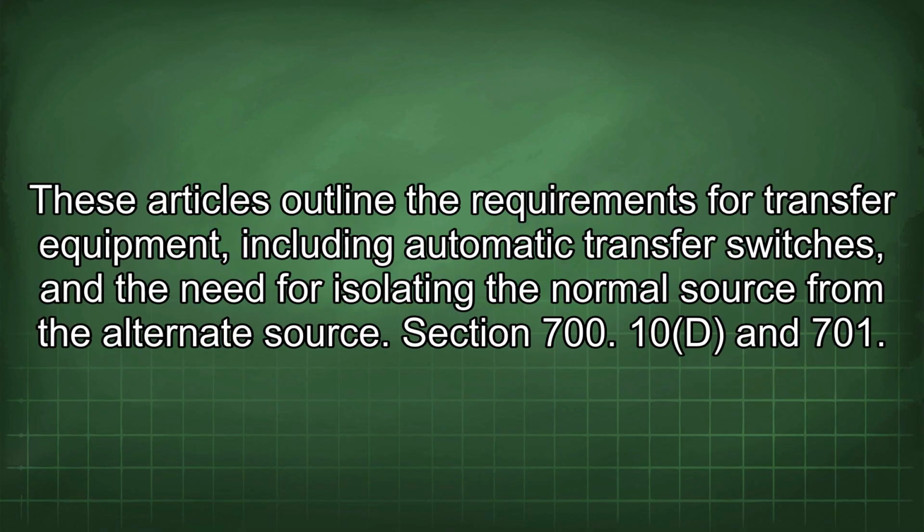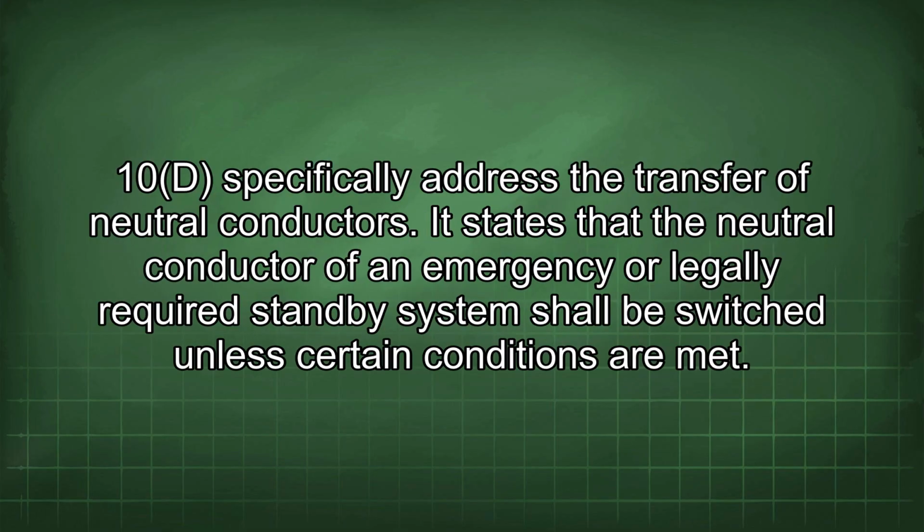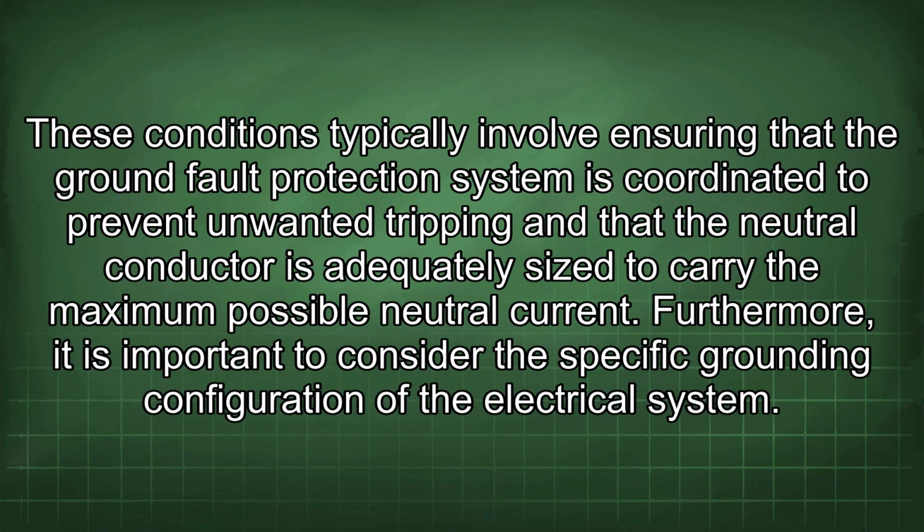These articles outline the requirements for transfer equipment, including automatic transfer switches, and the need for isolating the normal source from the alternate source. Sections 710.10D and 701.10D specifically address the transfer of neutral conductors. It states that the neutral conductor of an emergency or legally required standby system shall be switched unless certain conditions are met. These conditions typically involve ensuring that the ground fault protection system is coordinated to prevent unwanted tripping and that the neutral conductor is adequately sized to carry the maximum possible neutral current.